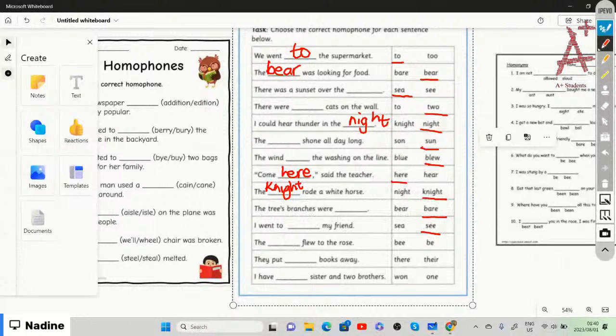The bee flew to the rose. Bee. Is it B-double-E or B-E? The bee flew to the rose. So we will go with B-double-E.